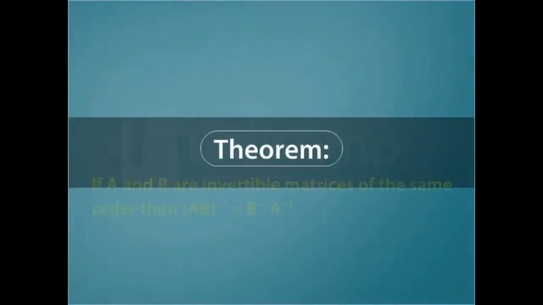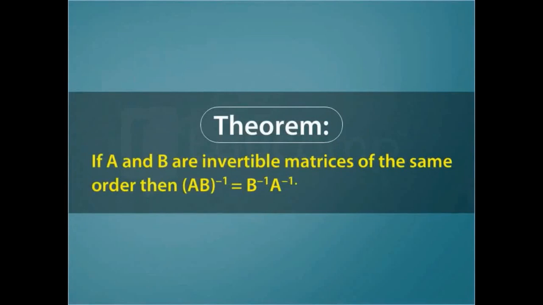Theorem. If A and B are two invertible matrices of the same order, then (AB) inverse equals the product of B inverse and A inverse. Let us now prove this statement.